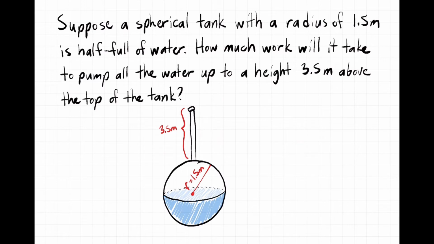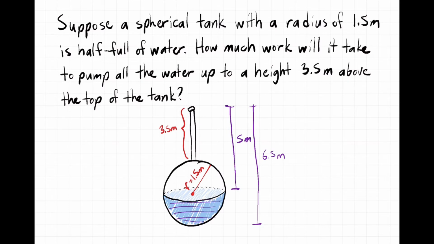Now we can't just compute the weight of this water and multiply it by 3.5 meters this time, because the water is not moving 3.5 meters. In fact, the water at this level is moving a total of 3.5 plus 1.5 meters, that's 5 meters. The water at the very bottom of the tank is moving a bit farther than that, that's going to move 6.5 meters. In fact, every level of water that we look at is going to be moved a different height.